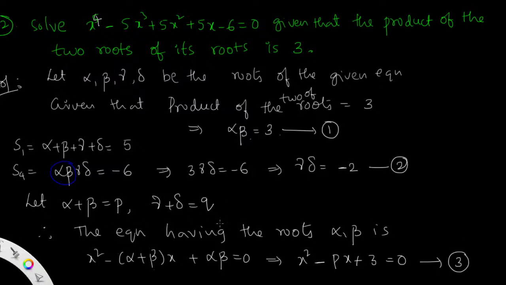Similarly, the equation having the roots gamma and delta is x square minus gamma plus delta into x plus gamma delta equal to 0. Treating gamma plus delta as q, and gamma delta as minus 2, the equation becomes x square minus qx minus 2 equal to 0. These are quadratics, and combining them gives the biquadratic. Now compare the equation with the combined equation of 3 and 4, solve to find the values of p and q, and substitute in 3 and 4 to get the roots. That is the way of solution.